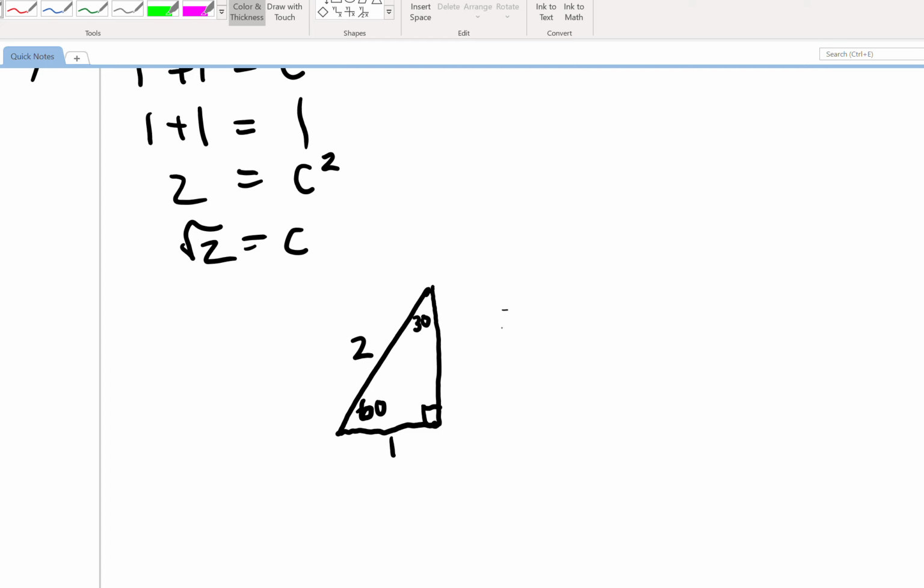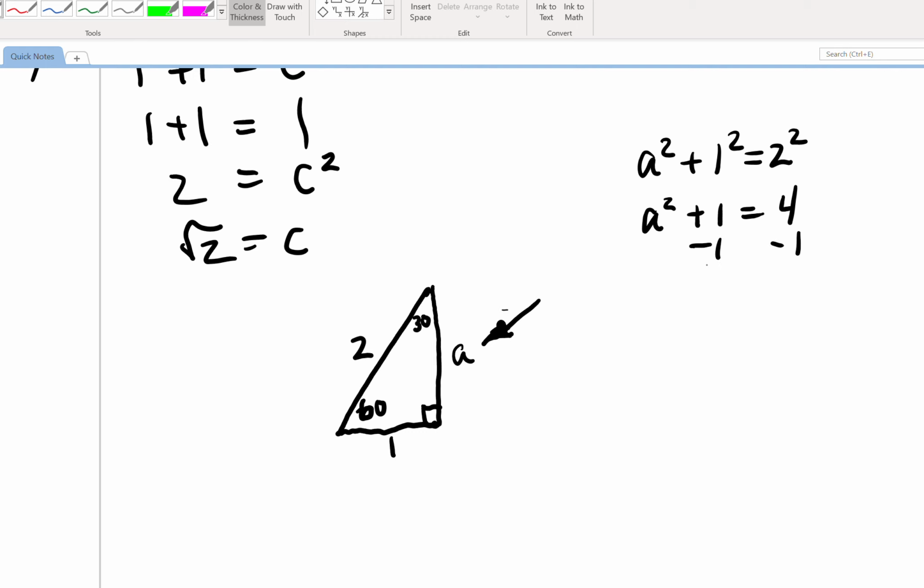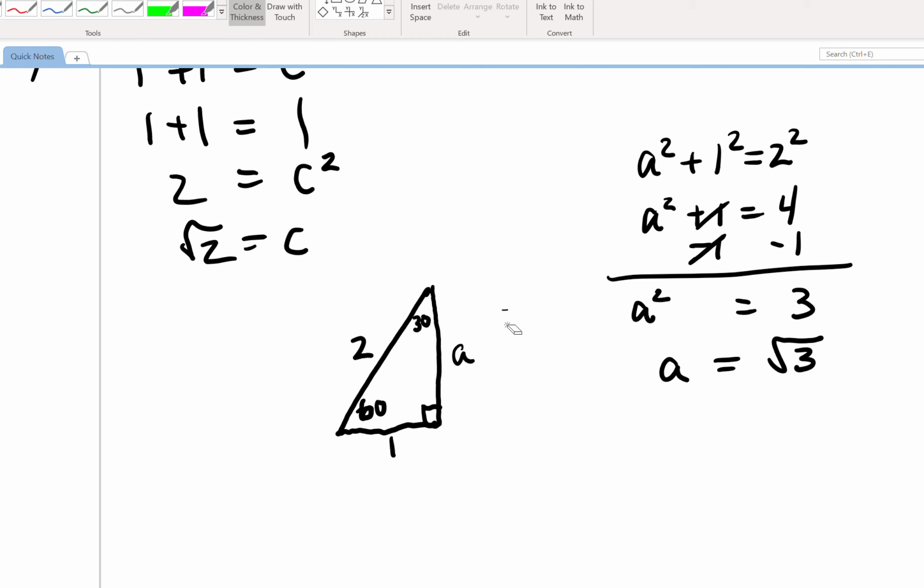Lo que falta es este. Entonces voy a llamarlo, qué sé yo, A. Entonces A cuadrado más 1 cuadrado es igual a 2 cuadrado, la hipotenusa. Recuerda que el que está opuesto al ángulo recto es la hipotenusa. Entonces A cuadrado más 1 es igual a 4. Se resta 1, ese lo elimina. A cuadrado es igual a 3. A entonces es igual a radical 3. Y esto es radical 3.